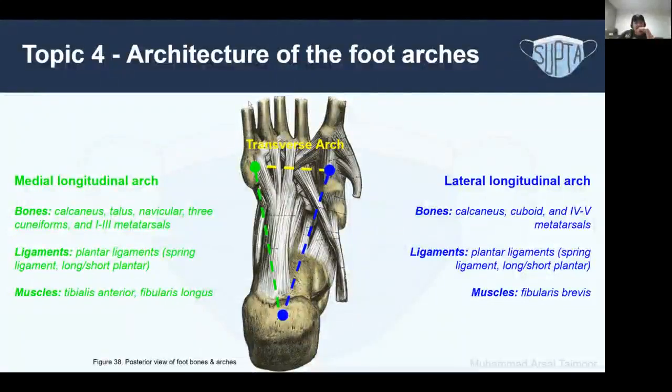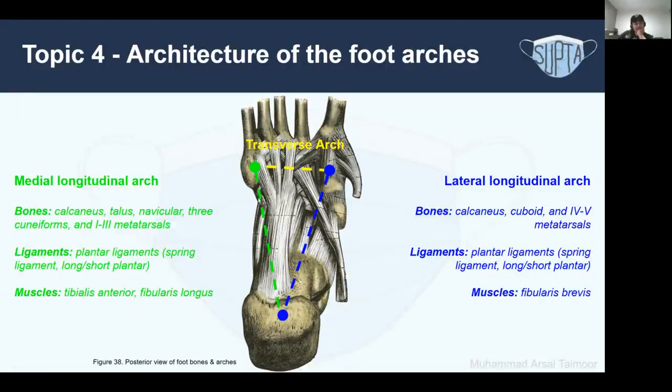So the architecture of the foot. You've got an imaginary line here called the transverse arch, which just joins the longitudinal arches. You've got the medial longitudinal arch formed by multiple structures. So have a look at these structures. Try to remember a couple of these from each section. Because you have bones, you've got ligaments and muscles. Bones come easy because you can imagine where this line travels: calcaneus, talus, navicular, the three cuneiforms, and the three metatarsals.